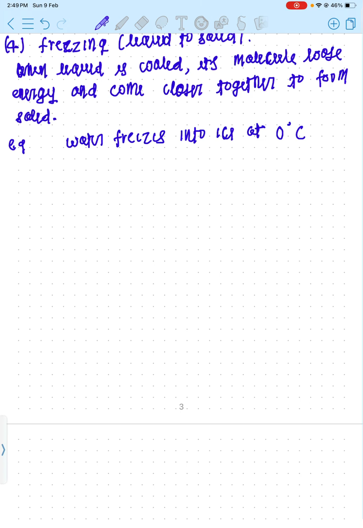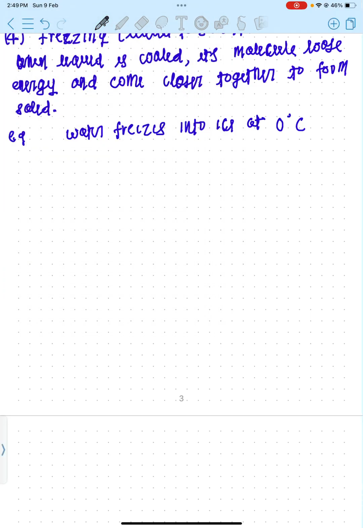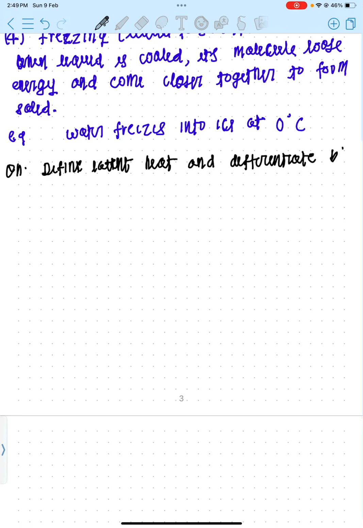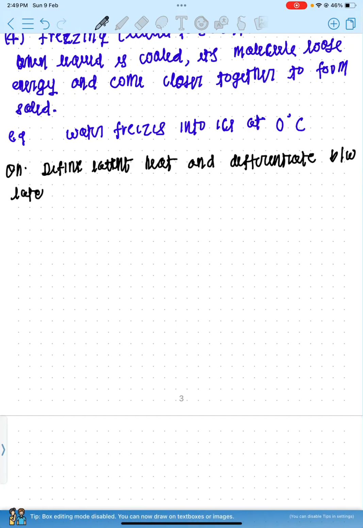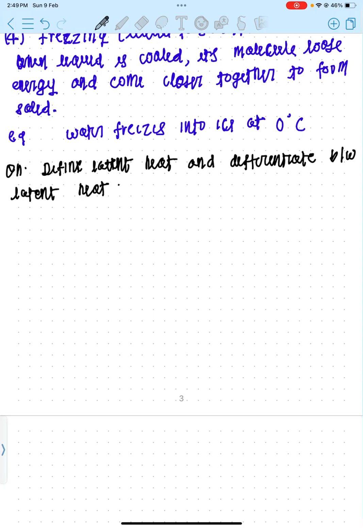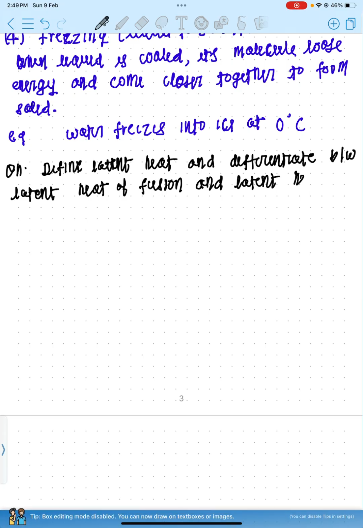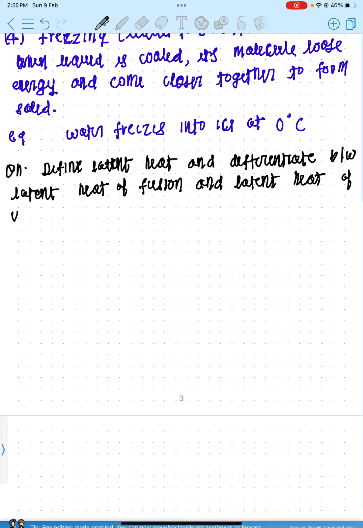So the question is: define latent heat, and differentiate between the latent heat of fusion and latent heat of vaporization.